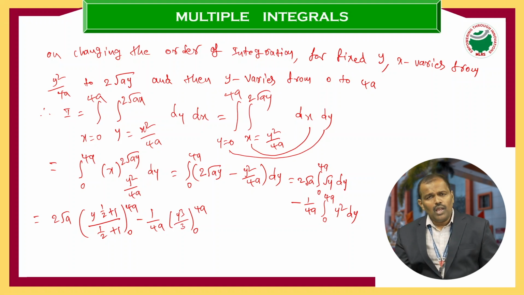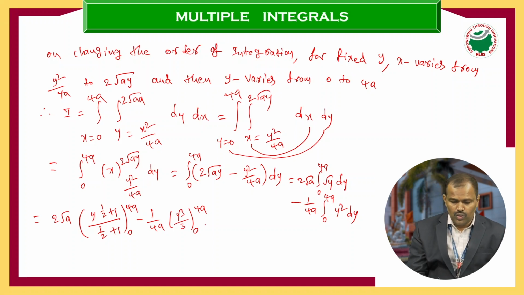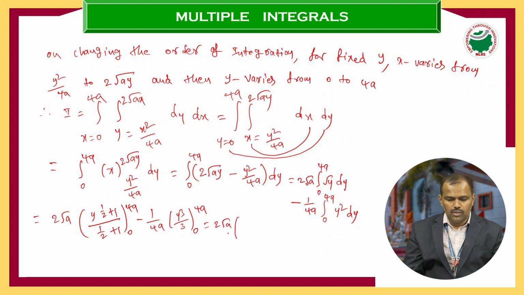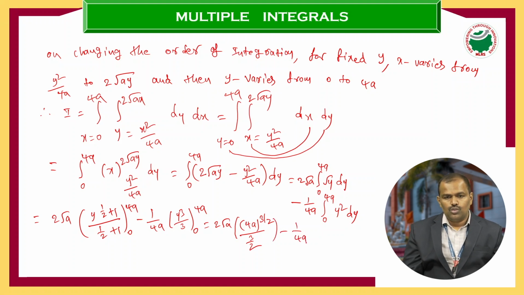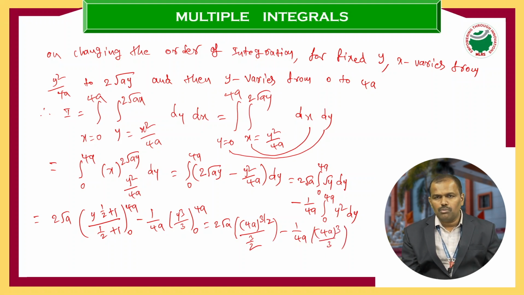So now as usual apply the limits, upper minus lower. 2 root a into the upper limit, that is 4a, in place of y we substitute 4a: 4a power 3 by 2 by 3 by 2, minus 1 by 4a into, here the lower limit is 0, so leave it. And coming to the second term, what is the upper limit? 4a. In place of y, we substitute 4a: 4a whole cube by 3 minus 0. So here 1 by 3 by 2 becomes 2 by 3. Already 2 is there in the numerator.